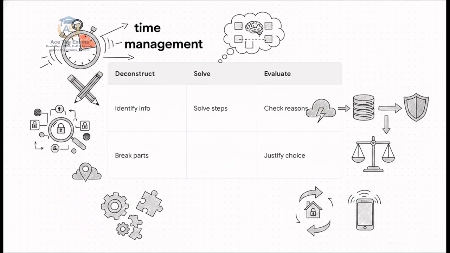Then, you solve it by, for example, suggesting the systematic removal of geotags from all uploaded user images. And finally, you evaluate it by stating that while this protects physical location privacy, it may actually hinder application features that rely on local recommendations, perfectly justifying the trade-off. This matrix is your time management lifesaver. It keeps your writing lean, highly focused, and incredibly dense with mark-earning points.